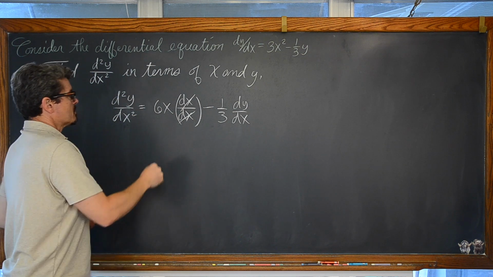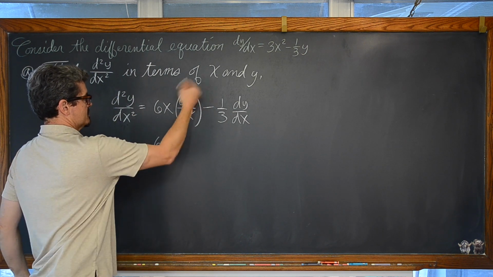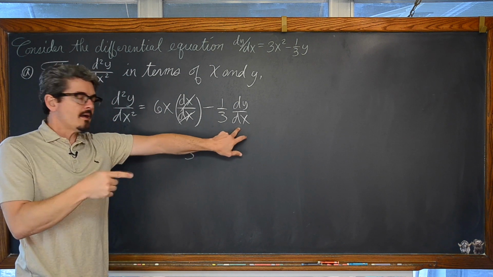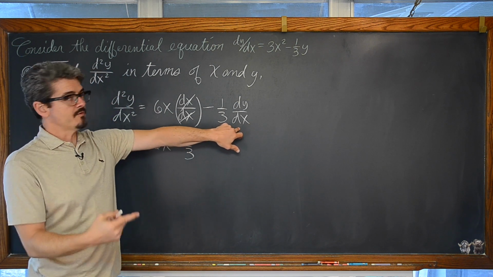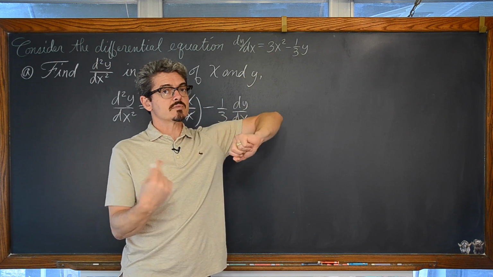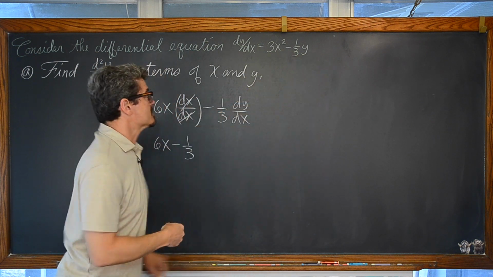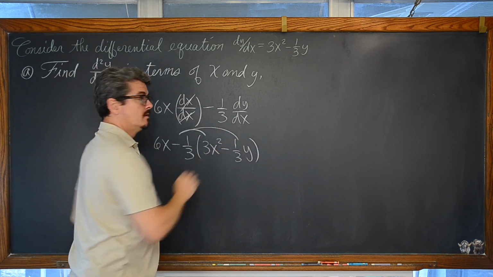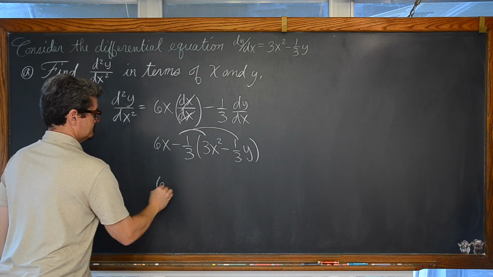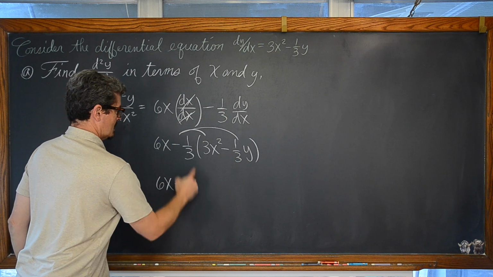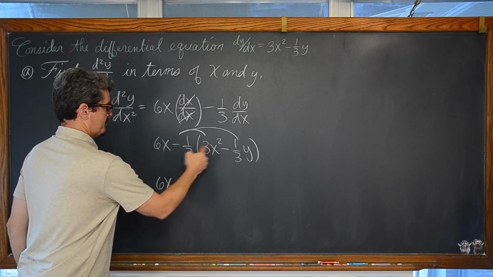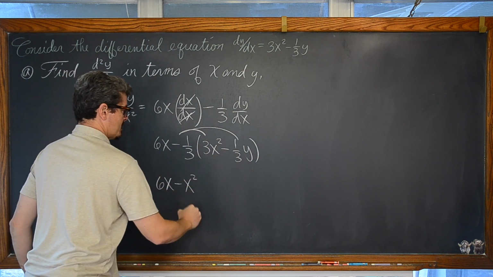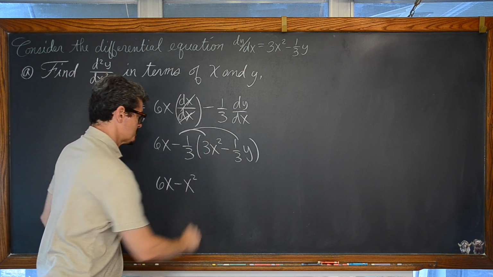So now we're going to take our 6x, that's just going to cancel away like we said, minus 1/3. We're going to take out that dy/dx, that first derivative notation, and do some substitution with what it's equal to, 3x squared minus 1/3 y. Do a little distribution. We have 6x, we have negative 1/3 times 3 is negative 1, x squared, negative times negative is positive, 1/3 times 1/3, of course, is 1/9 y.